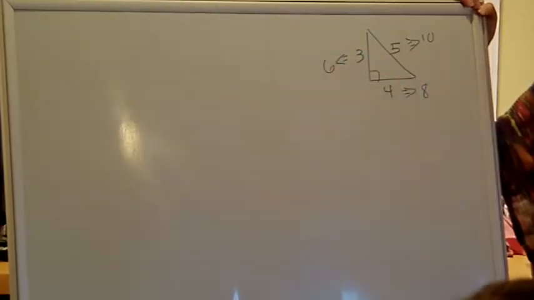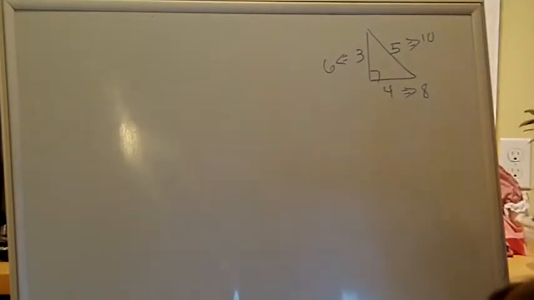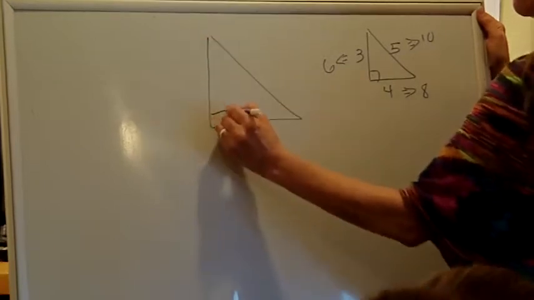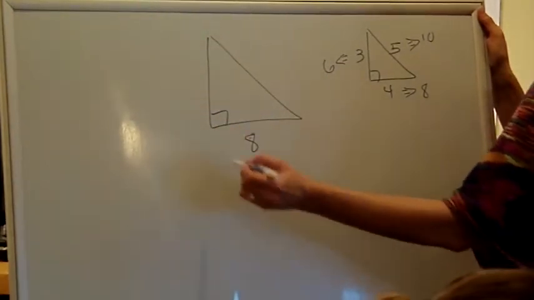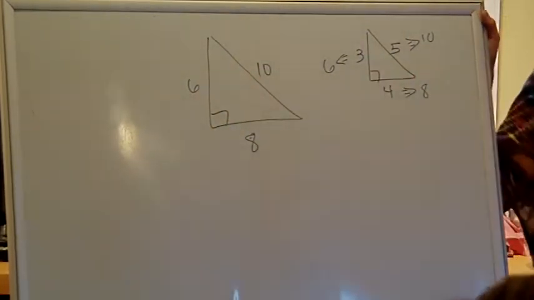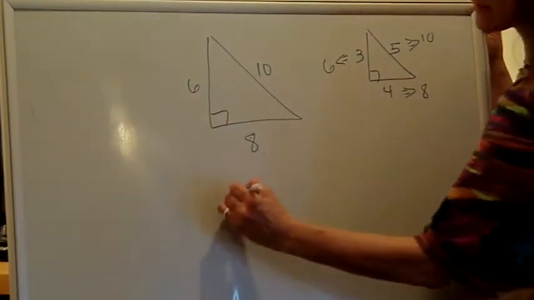It's one of the things that an ACT math guy said was just memorize those. So this is what you've got right here. The area of this is just 6 times 8 divided by 2. 48 divided by 2 is 24.